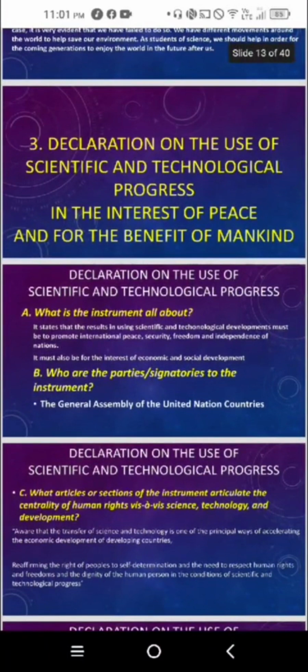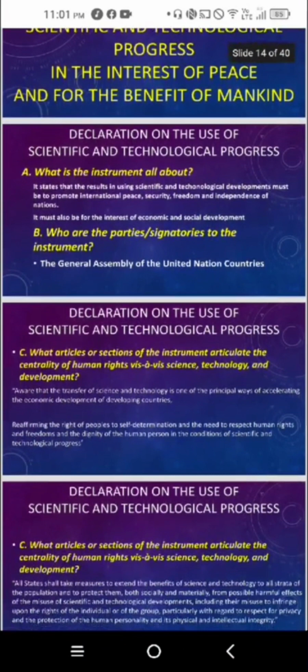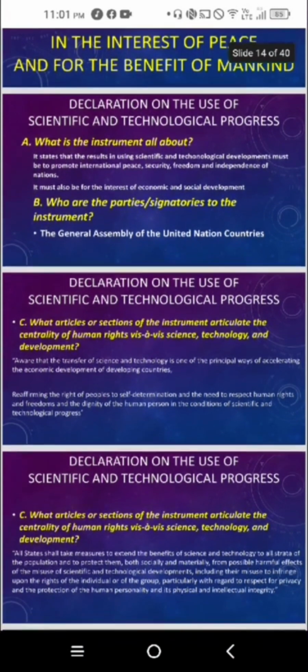Third, Declaration on the Use of Scientific and Technological Progress in the Interest of Peace and for the Benefit of Mankind. What is the instrument all about? It states that the results of using scientific and technological developments must promote international peace, security, freedom, and independence of nations. It must also be for the interest of economic and social development.